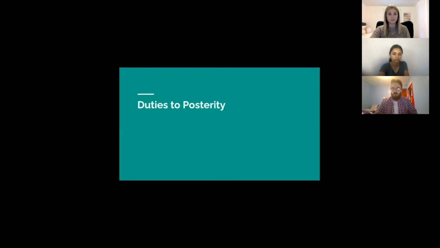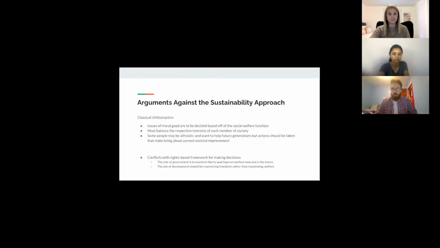So moving on to duties to posterity. There are three main arguments against the sustainability approach. The first is the classic utilitarian argument that issues of moral good are to be decided based on the social welfare function, and that the social welfare function is only about those currently alive. We must balance the respective interests of each member of society equally. Some people may be altruistic and want to help future generations, but actions should not be taken that are detrimental to current members of society.